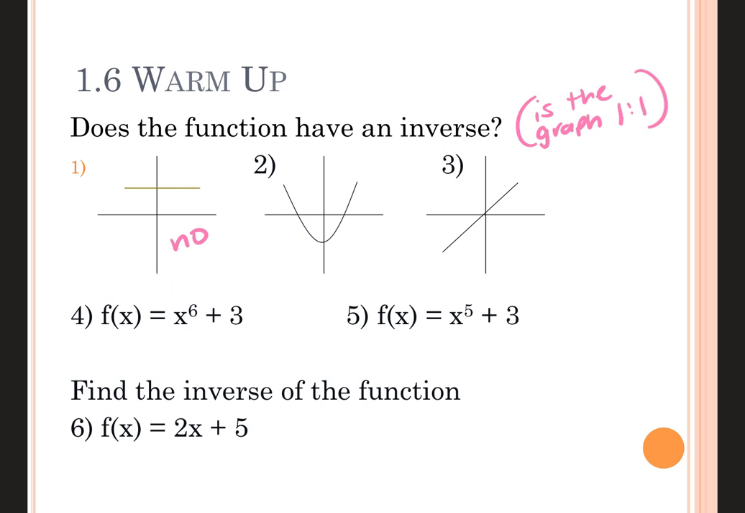How about 2? Does it have an inverse? No. Okay, it would also fail your horizontal line test. How about 3? Yes. Okay, then when I get to the equations, what are you looking for? When does it not have an inverse? Good, if x is raised to the even power, or x is an absolute value. So does 4 have an inverse? No. Does 5? Yes. Good.